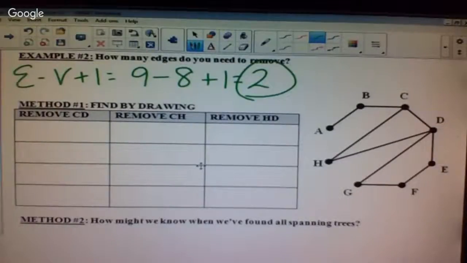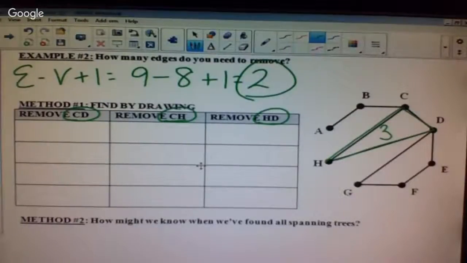So how many options do I have to remove in this one? 4. Why do you have 3? Because I have 3 edges in that circuit. 1, 2, 3. And G, D, we're not on that circuit yet. That's a whole other circuit. So I can remove C to D. I can remove C to H. I can remove H to D. Okay? I can remove any one of those lines in that circuit.